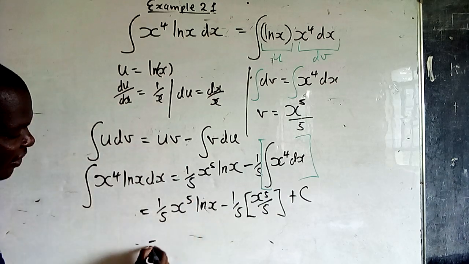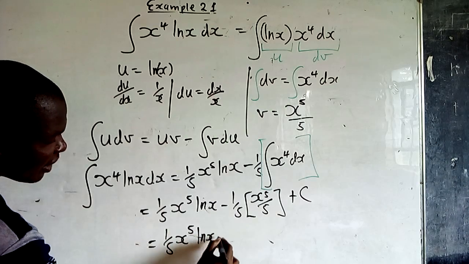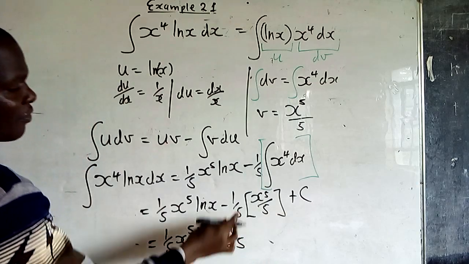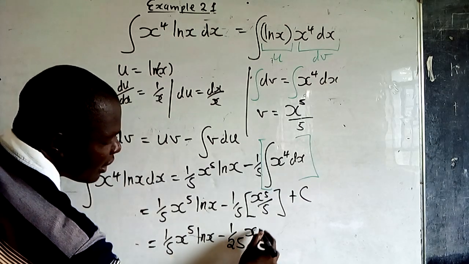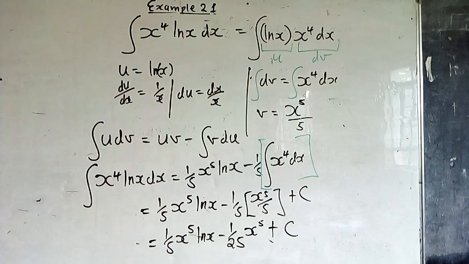So if you simplify that, you get 1 over 5 x raised to power 5 ln of x minus 1 over 5 times 1 over 5 is 1 over 25. Or 1 over 5 divided by 5, isn't it? Because 5 is in the denominator. That is negative 1 over 25 x raised to power 5 plus c. And you are done. Are we together? Yes. That is how to deal with problems of that nature.